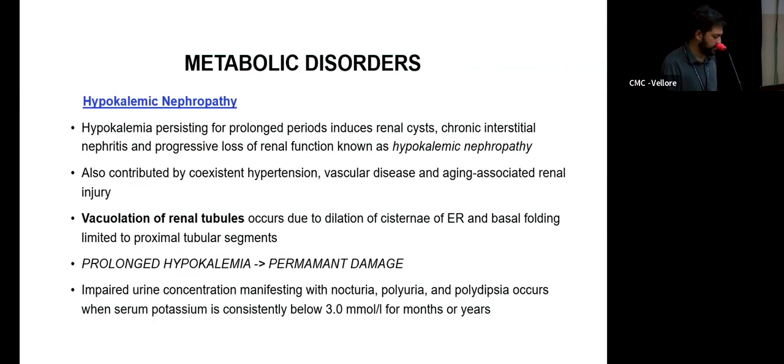You have coexistent hypertension, vascular disease, and aging, and vacuolization of renal tubules, which occurs due to dilation of the cisterna of the endoplasmic reticulum, and basal folding. That is again limited to the proximal segments. So prolonged hypokalemia can cause permanent damage. It can also cause ADH underresponsiveness, again causing nephrogenic diabetes insipidus, with impaired urine concentration, nocturia, polyuria, and polydipsia. Most of the studies have shown that the potassium concentration has to be less than 3 for many months or years to cause this.